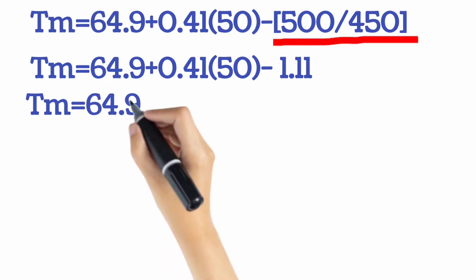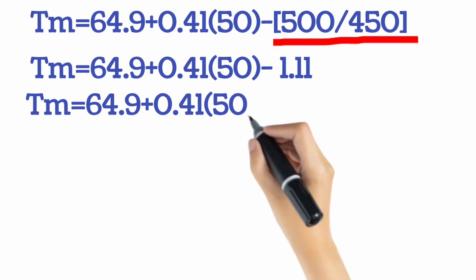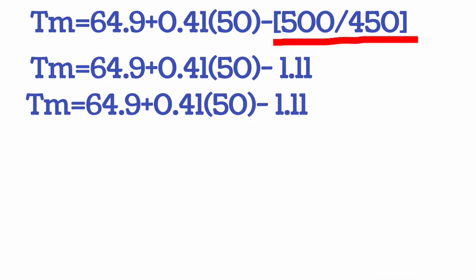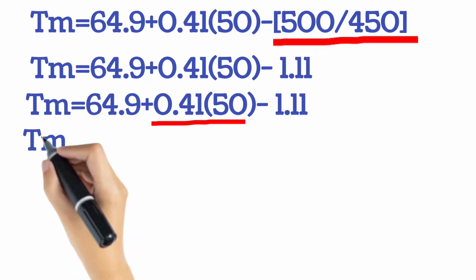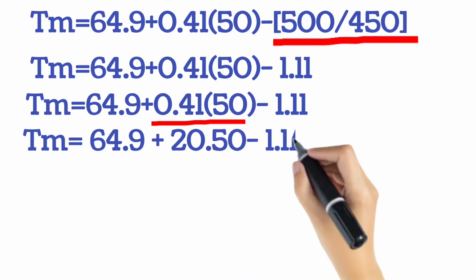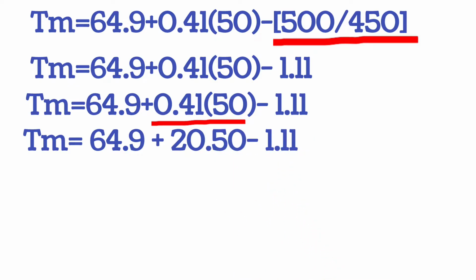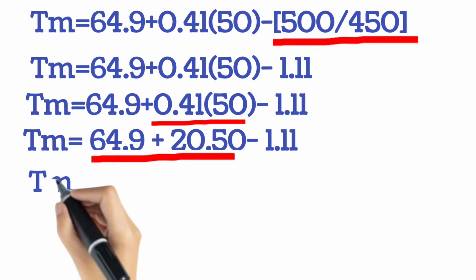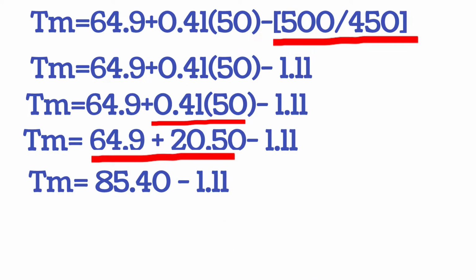Now do the multiplication. For this you should know and understand the basic rules to solve equations in mathematics. So we'll do the multiplication, 0.41 times 50. Now the answer comes to 20.50. So the equation will be Tm = 64.9 + 20.50 - 1.11. Now we'll do the addition of 64.9 plus 20.50. Now the answer will be Tm = 85.40 - 1.11.